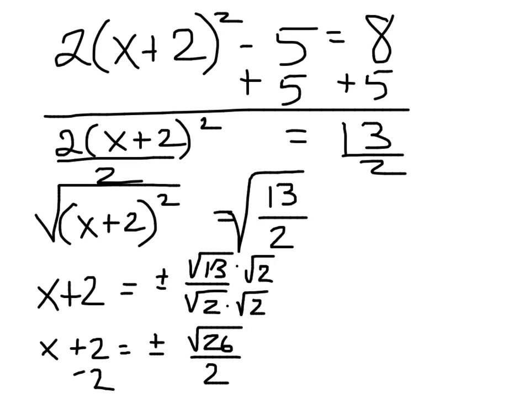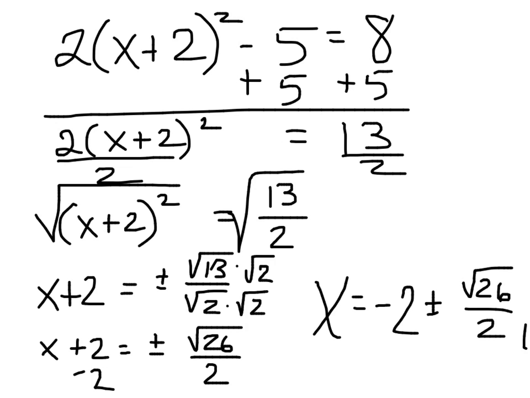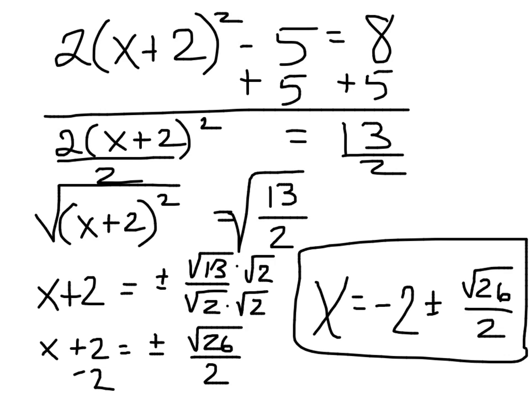So my answer is going to be x equals negative 2 plus or minus the square root of 26 all over 2. Now the reason why I left it as the square root of 26 over 2 is because does the square root of 26 reduce? It's 13 times 2 and there's no pairs there, right? So I leave it that way.